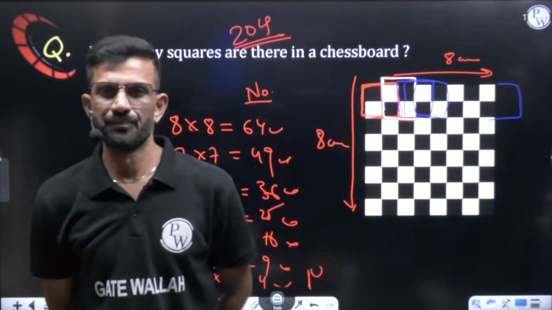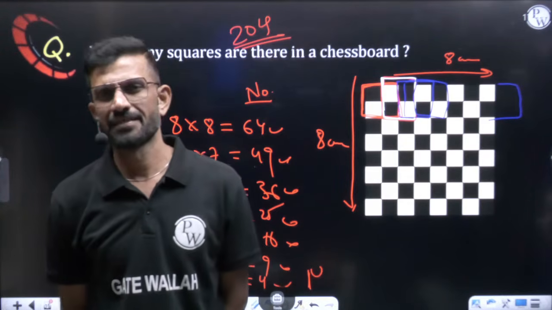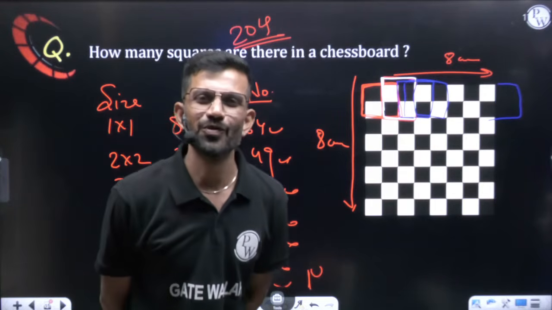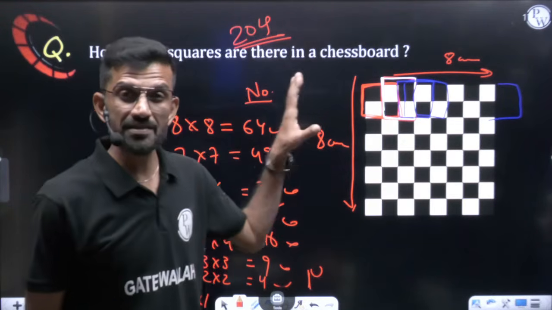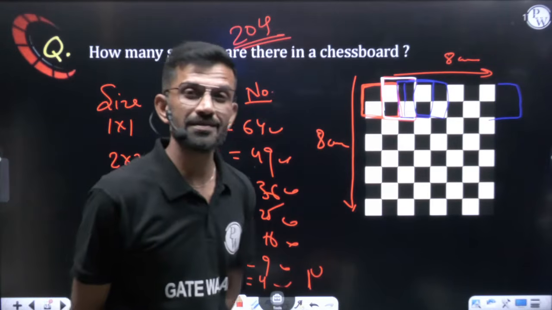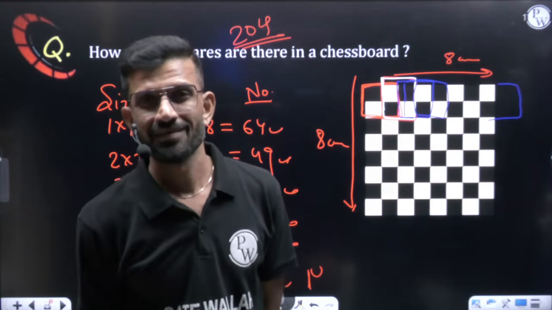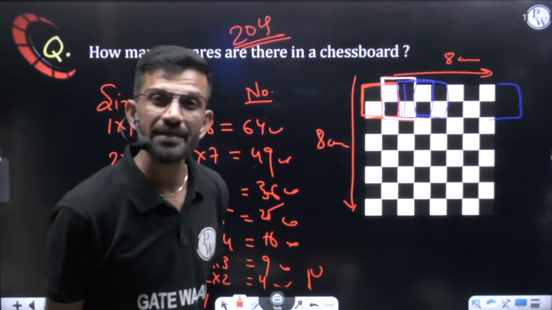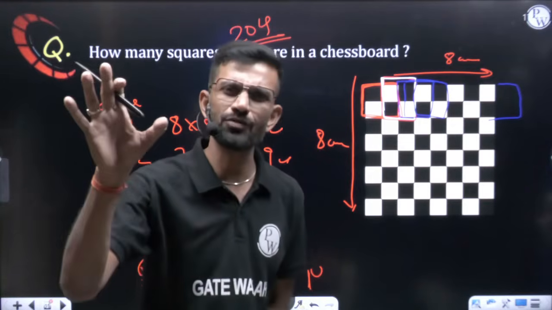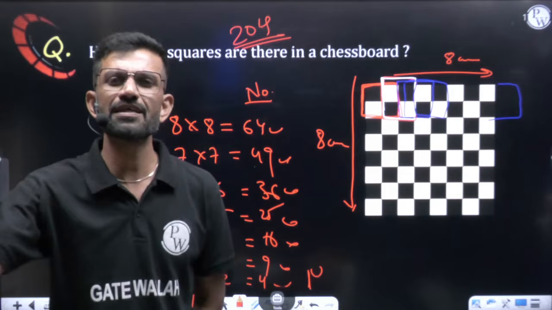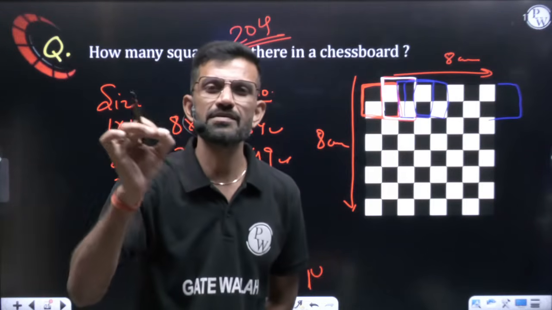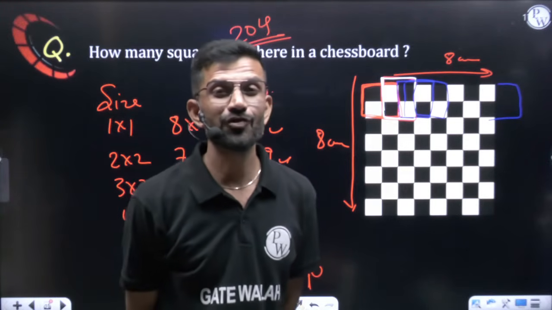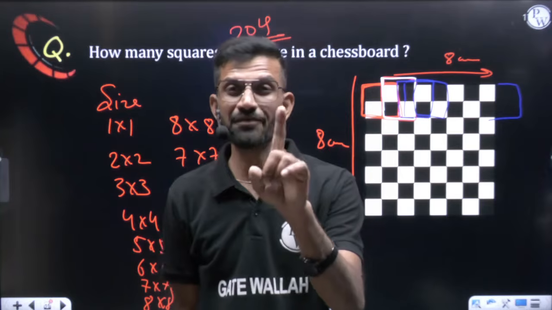But let me remind you, in an examination like GATE, they will never ask you the question directly like this, how many squares are there in a chessboard? They won't ask. They format this question as, if a complete chessboard is having 204 squares, that is already given in the question, then how many squares are there in 1/4 of chessboard? So don't go for 1/4 of 204 and don't select the option 51.